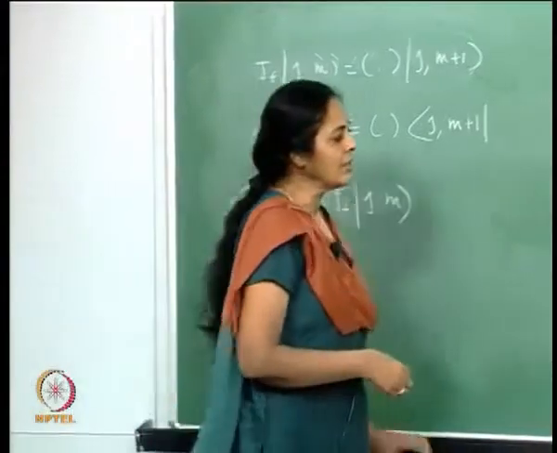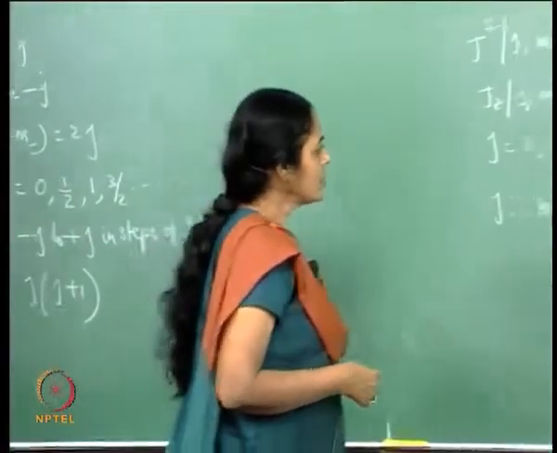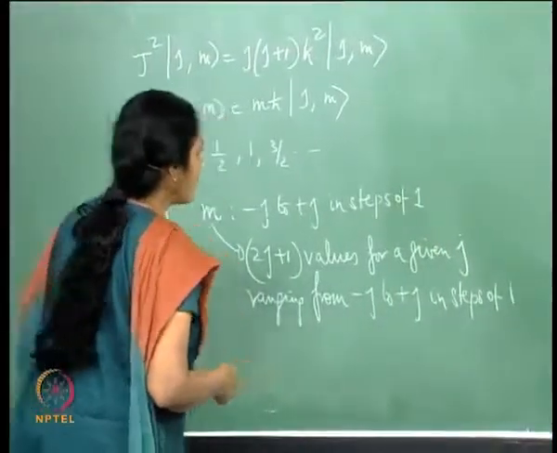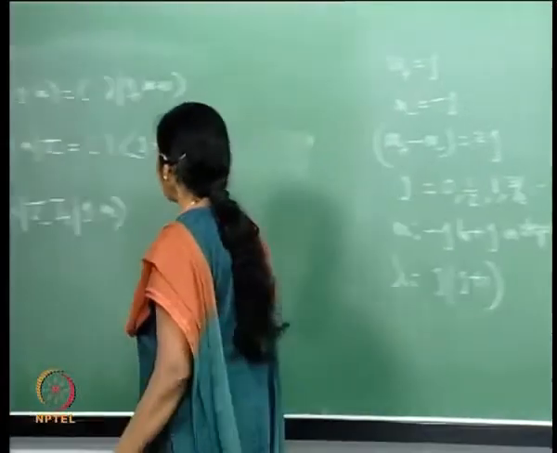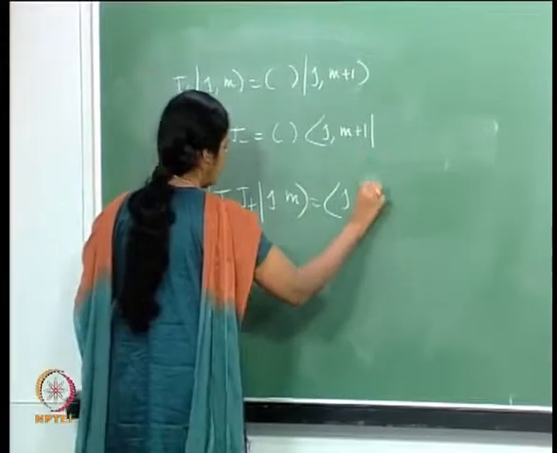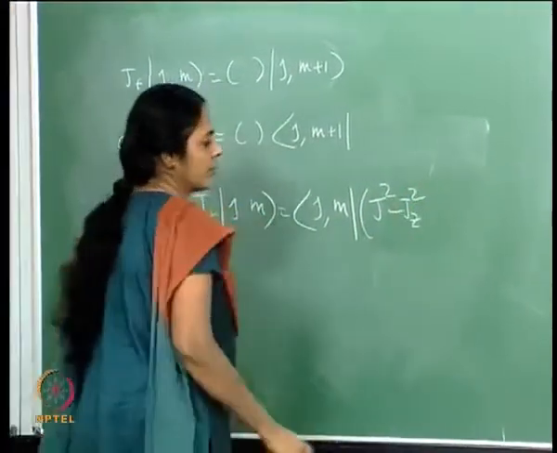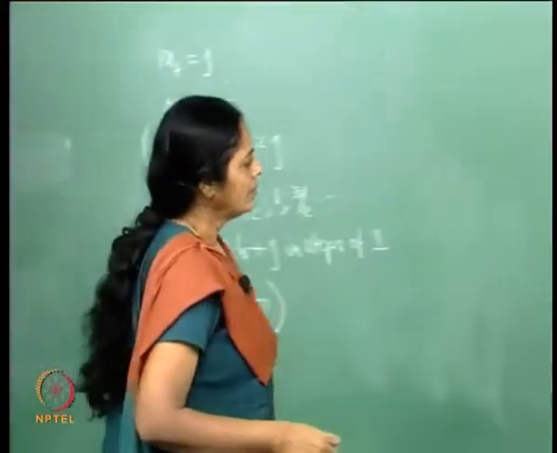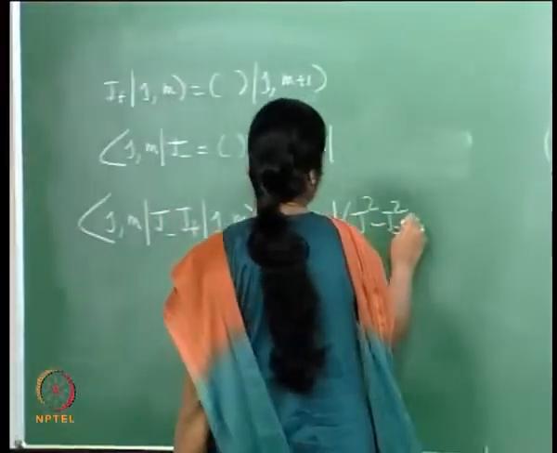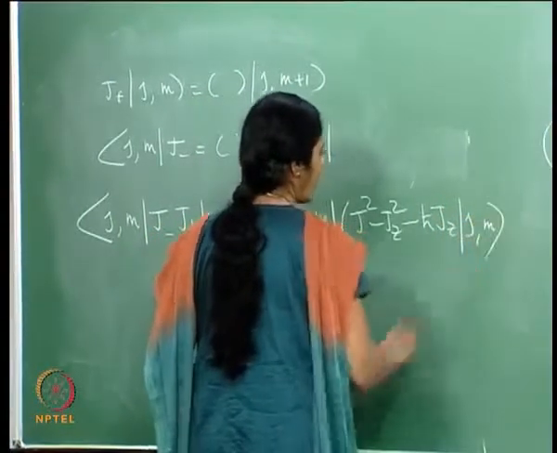And as we did earlier, we can substitute for J minus J plus. So J minus J plus was J squared minus Jz squared minus ħ Jz. This is what I have.